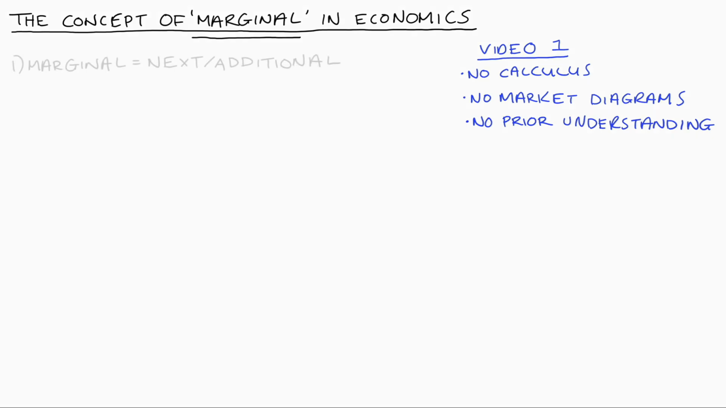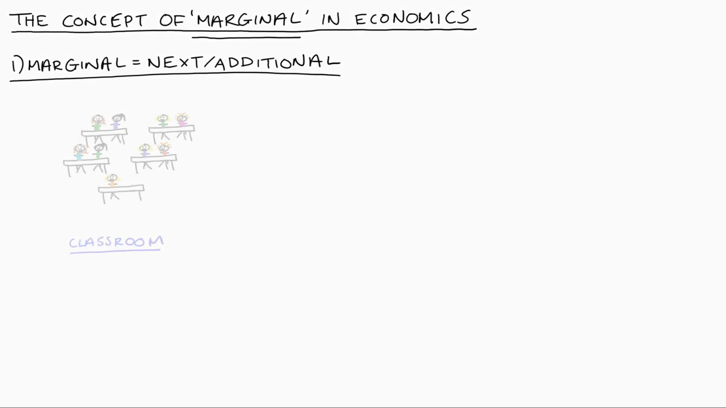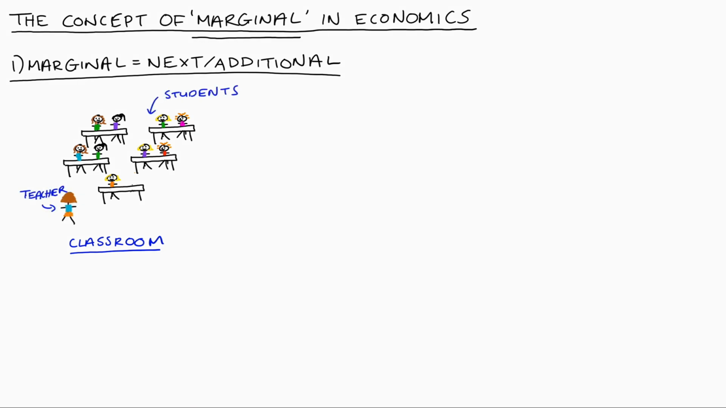And really, in economics, when we use the concept marginal, we mean the concept in the sense of the next or the additional. So to give a few non-economics examples of this, we can imagine a classroom with a few students and a teacher in it. Let's say a new student enters the room. This would be the marginal student, so the next or additional student walking into the room.